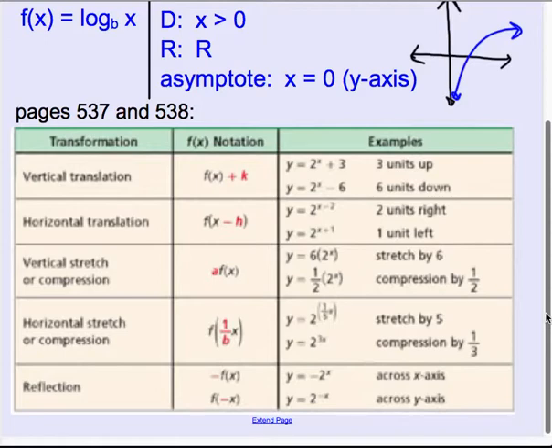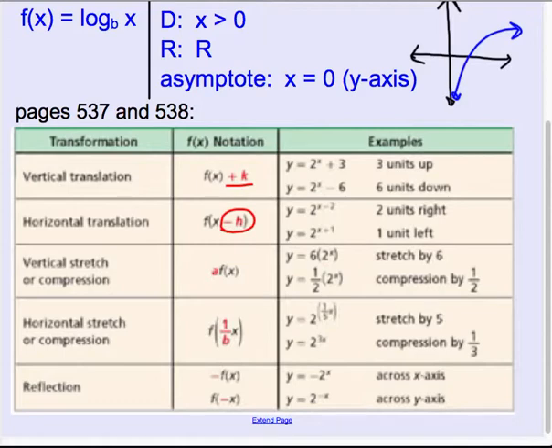So this is the chart for the exponential function, and if it's a vertical translation, you're adding k after the function, shifting it up or down. Remember, the horizontal translation is inside the parentheses. For those of you that had me earlier, you might remember my asylum example.